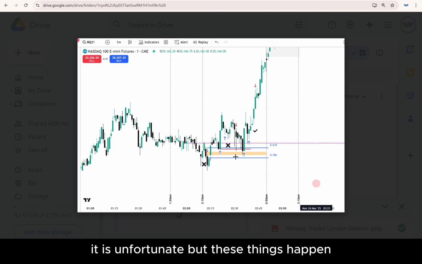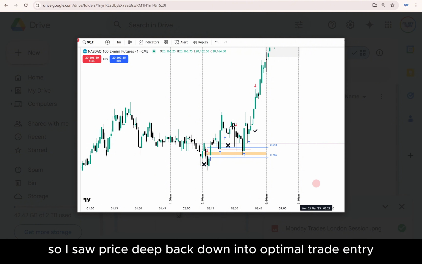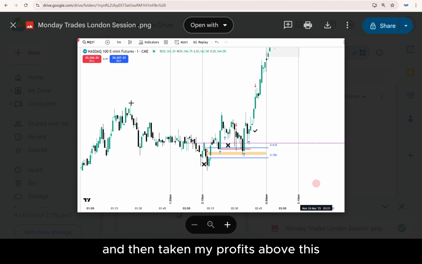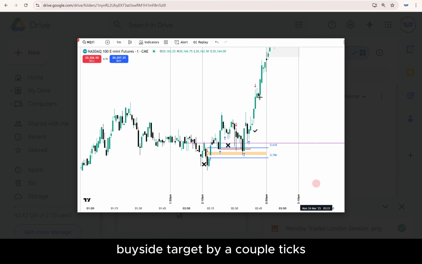It is unfortunate, but these things happen. So I saw price dig back down into optimal trade entry, sweep this low, react back up. I've entered, pyramided back in, and then taken my profits here above this buy side target by a couple ticks. And that's how it goes, right? This first trade was a macro-based trade.